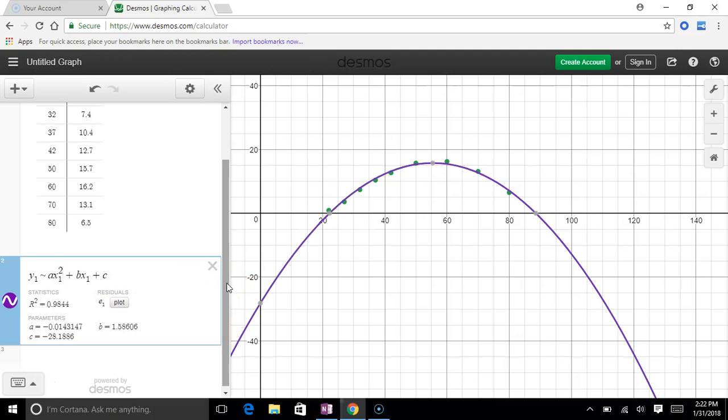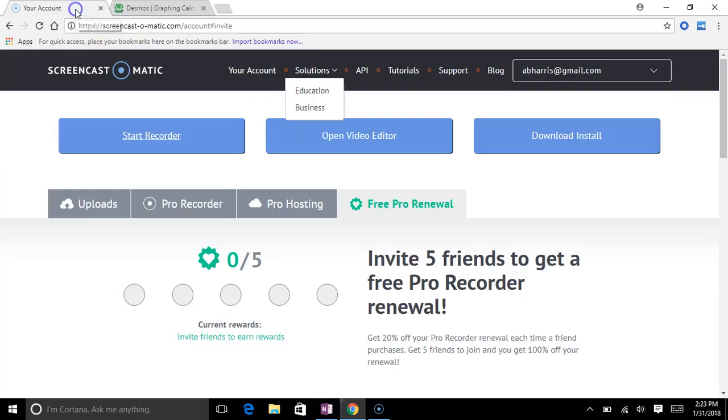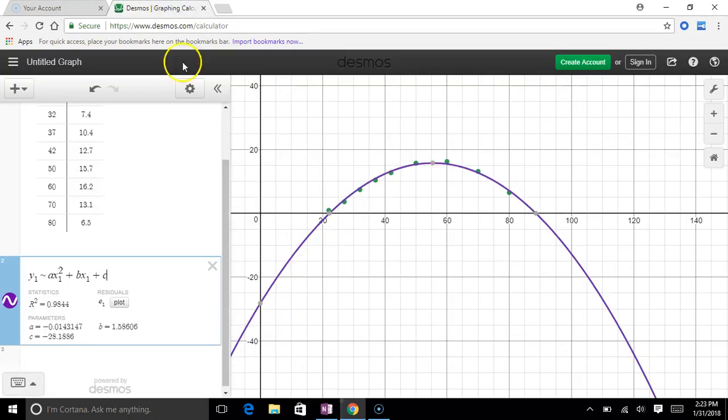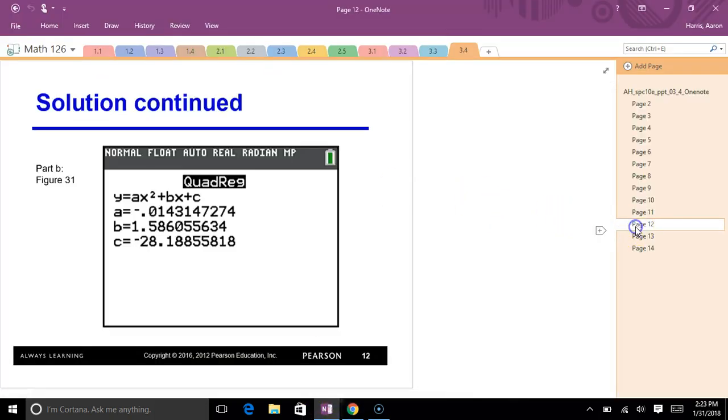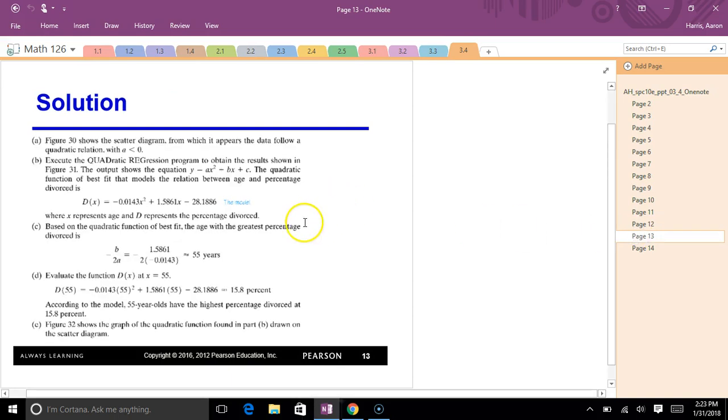Okay. And then notice right down here, you see how it's giving you the a, the b, and the c: negative 0.014, 1.586, and negative 28.19. So now you can write the quadratic equation that models the data. There's your a, b, and c. That's just a look from a TI-84, using the quadratic regression.